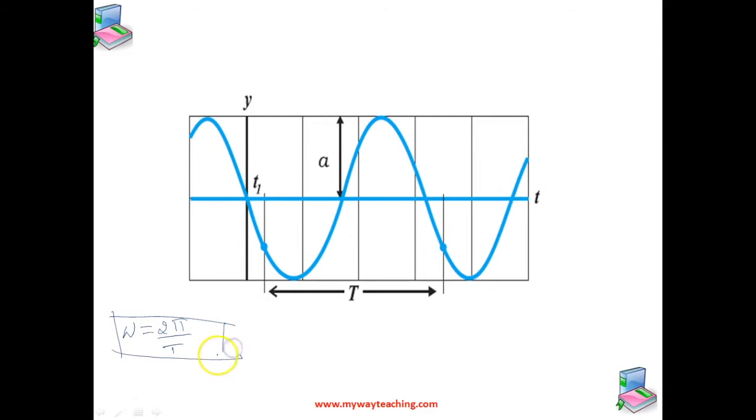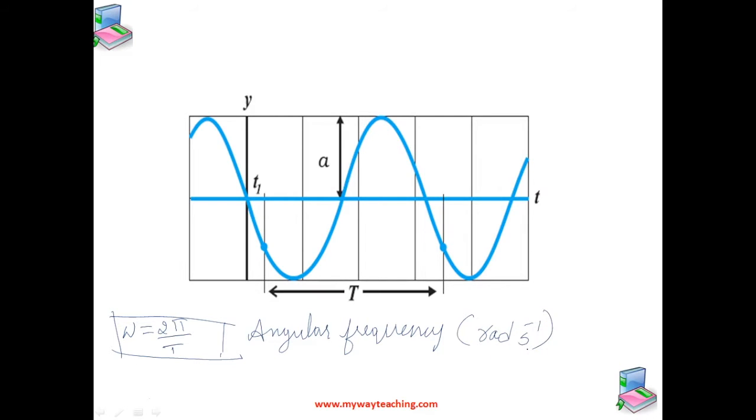Isn't it? That w is what? Yes, w is nothing but angular frequency of the wave, and its SI unit is radians per second. The SI unit of this angular frequency is radians per second.